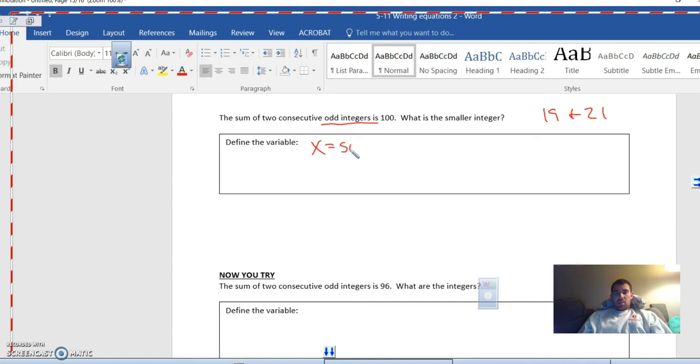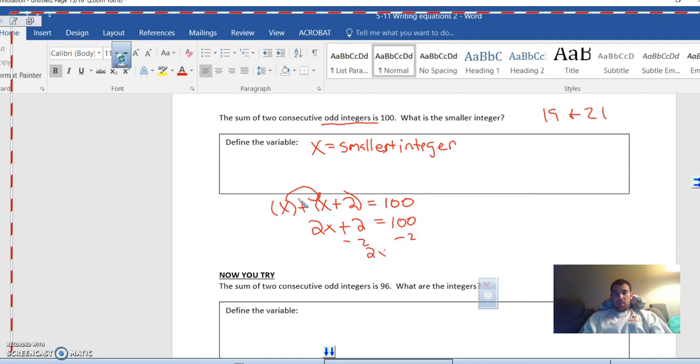So if x is the smaller integer, should say smallest, it becomes more important later, then x would be the first one, and the next one would be x plus 2. First integer plus second integer equals 100. So 2x, we combine like terms, x plus x is 2x, plus 2 equals 100.